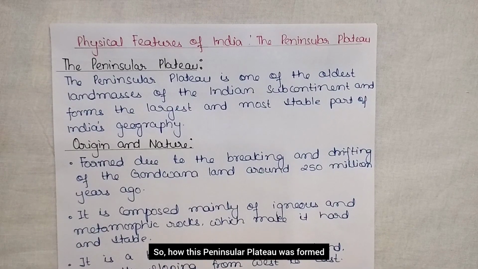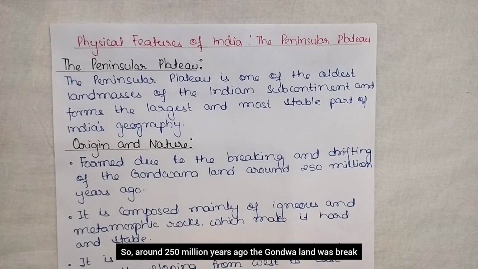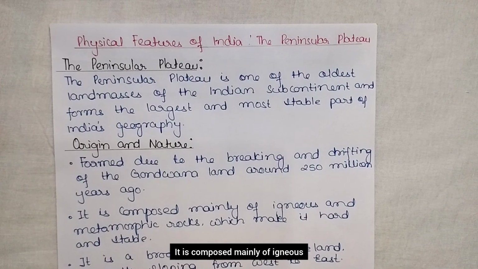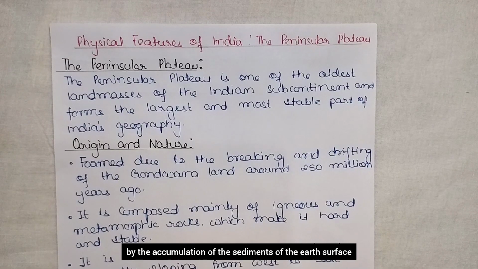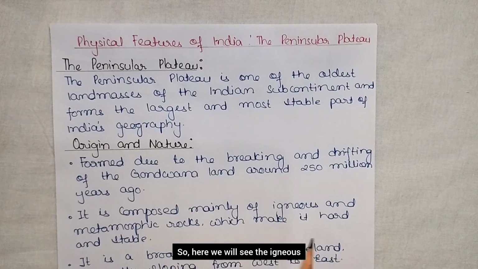So how was this Peninsular Plateau formed? Around 250 million years ago, the Gondwana land broke and drifted, and as a result we see the Peninsular Plateau. It is composed mainly of igneous and metamorphic rock, which make it hard and stable. Sedimentary rocks are also available here, but in its composition we mainly see igneous rock. These rocks are formed from the cooling and solidification of magma or lava. Metamorphic rocks are the transformation of existing rock due to intense heat and pressure. And sedimentary rocks are formed by the accumulation of sediments on the earth's surface. So here we see the igneous and metamorphic rock which make it hard and stable.